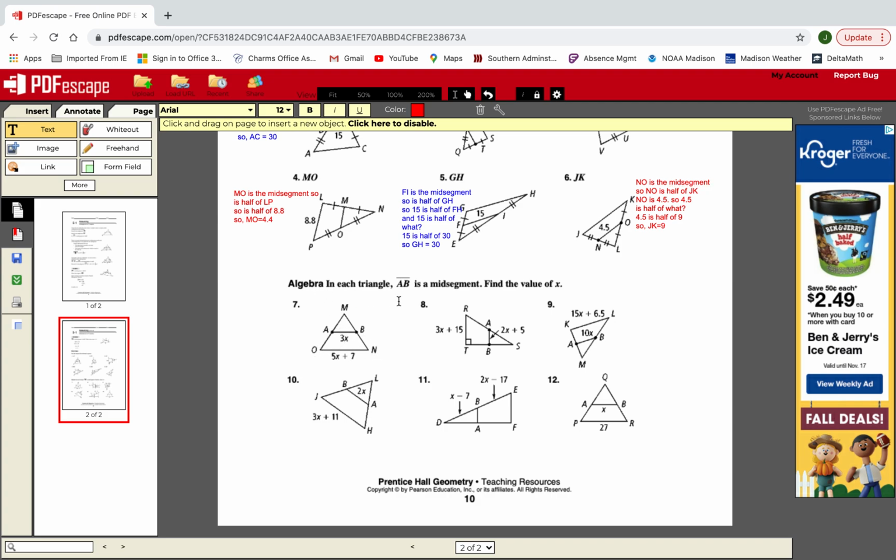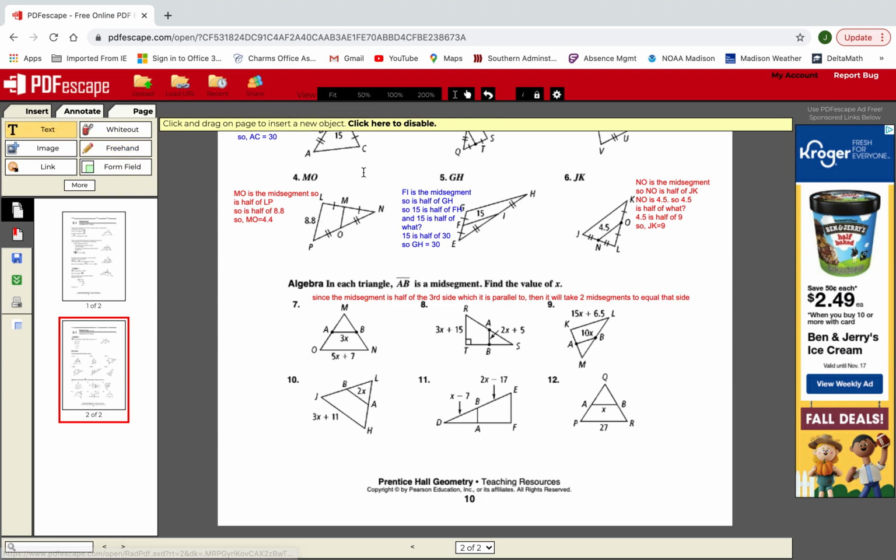Let's make a note of that. Since the midsegment is half of the third side which it is parallel to, then it will take 2 midsegments to equal that side. So we're going to use that information to set up these equations.